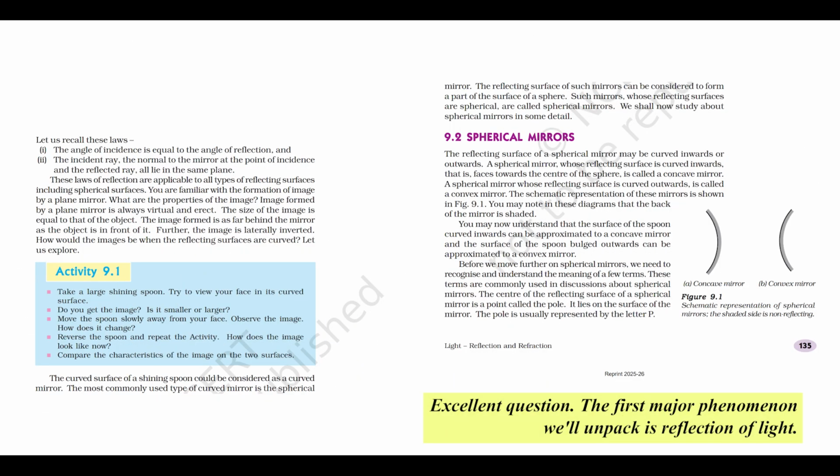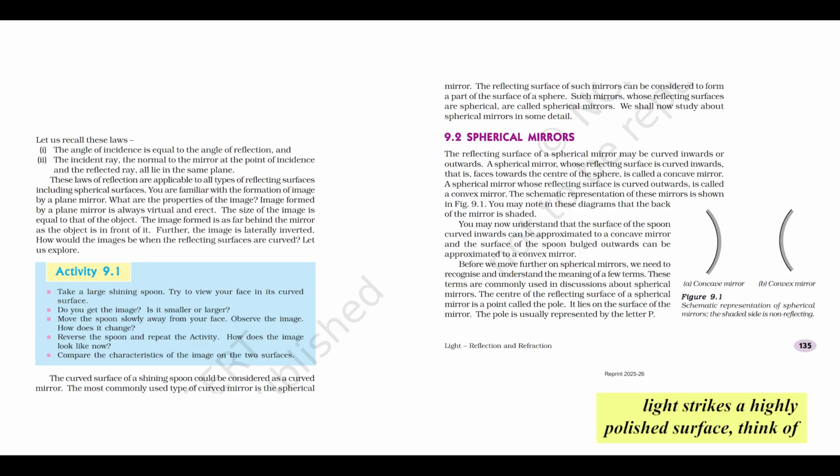Excellent question. The first major phenomenon we'll unpack is reflection of light. In its simplest form, reflection is what happens when light strikes a highly polished surface, think of a mirror, and bounces back into the same medium it came from. You know, like playing carom, when a striker hits the edge and bounces off. Yeah, or like a ball hitting a wall. Exactly. Light behaves in a remarkably similar way when it hits a smooth, reflective surface.